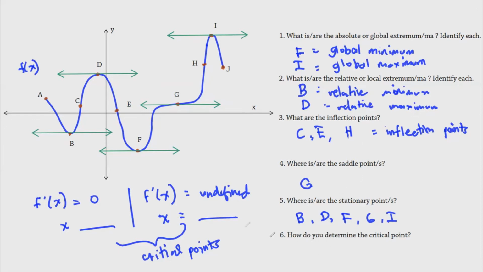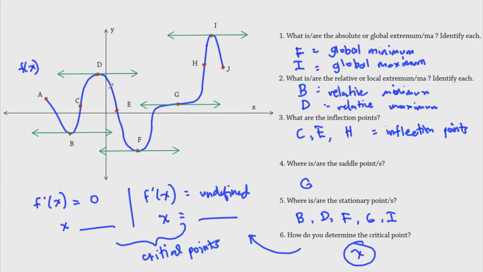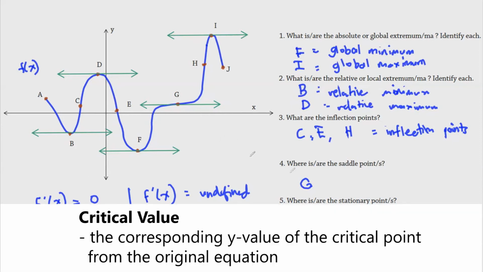So how do you determine the critical points? The answer should be around here. Critical point is also called a critical number, and basically the critical point is the value of x, okay? And diba, since these are points at the graph on the xy plane, this x, of course, has a corresponding value of y. So the y here is called the critical value.